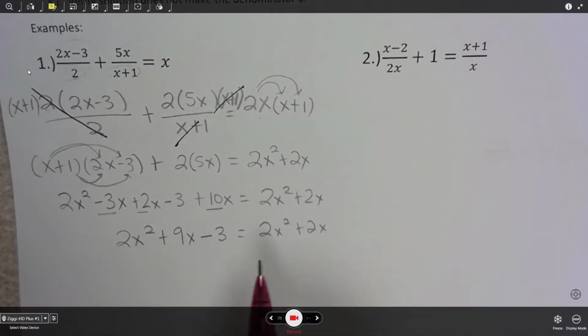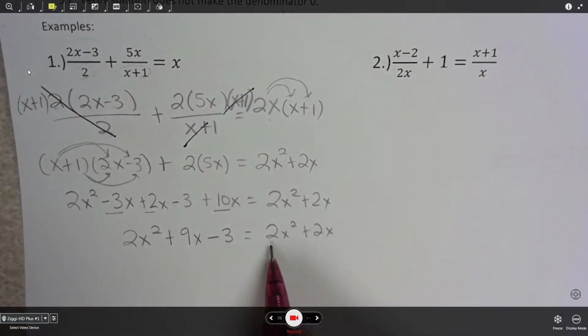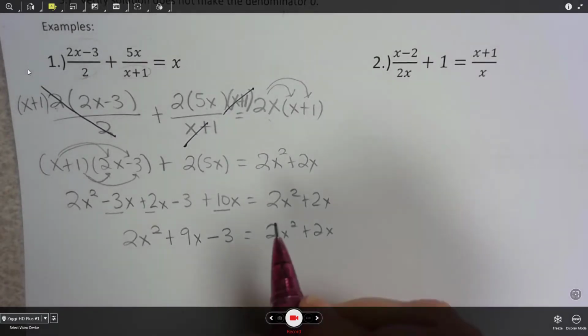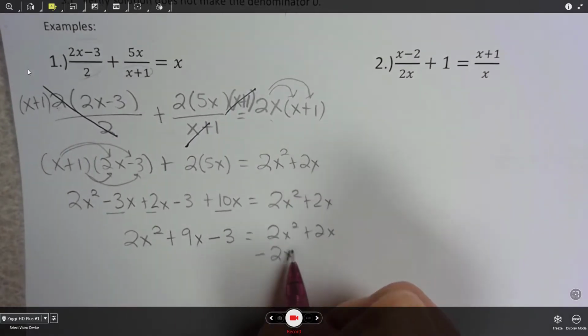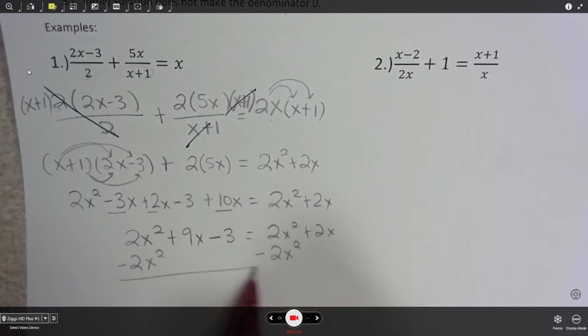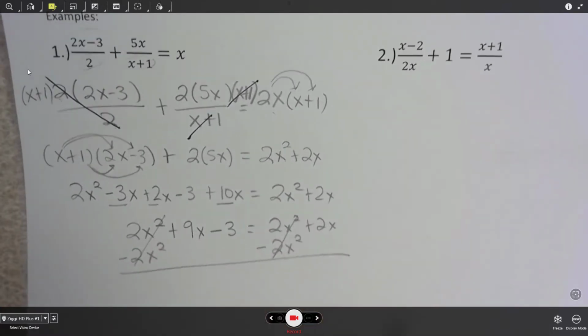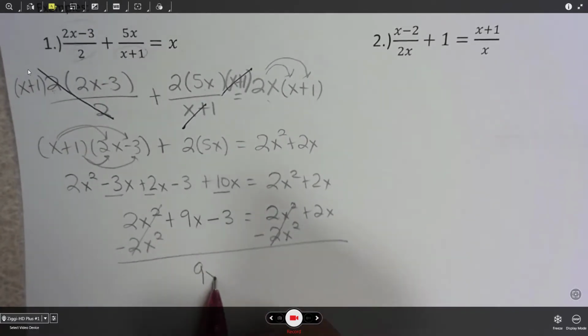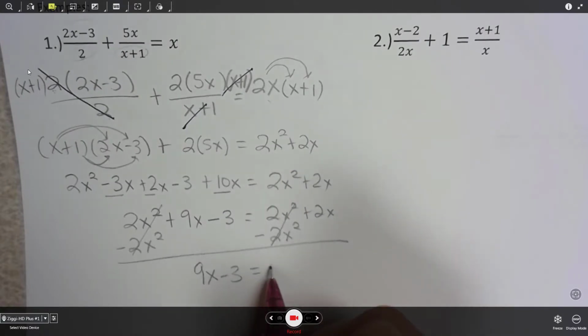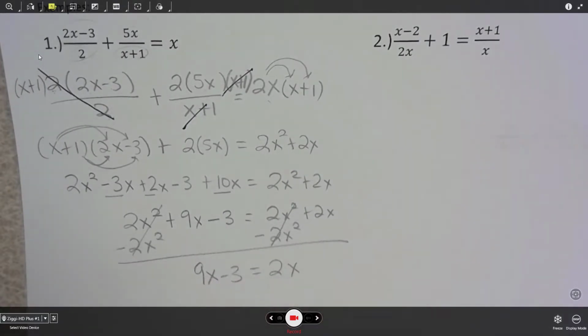Alright, when I look at this equation, it appears that it is quadratic because of the x squared. So if that's the case, I want to set it equal to 0. So I'm going to take everything on the right side and move it over. So I'm going to subtract 2x squared. I'm going to move it over here with this 2x squared. But notice when I move this one over here with this one, they end up canceling each other out. And so now I actually don't have a quadratic equation, I have a linear equation.